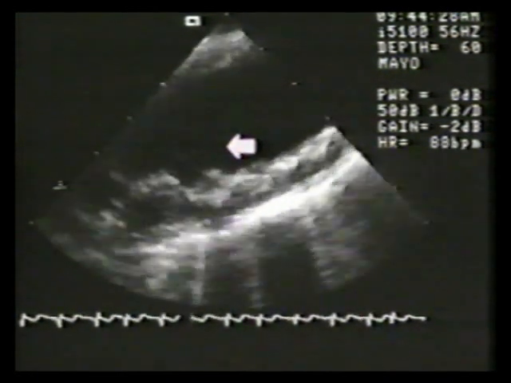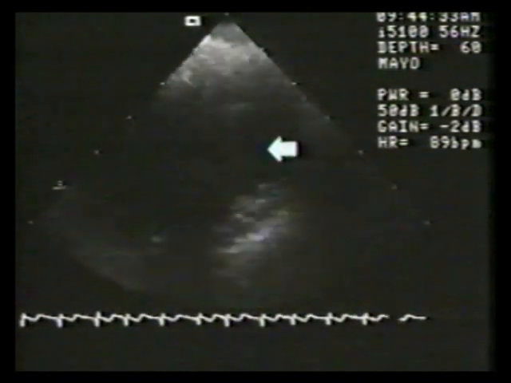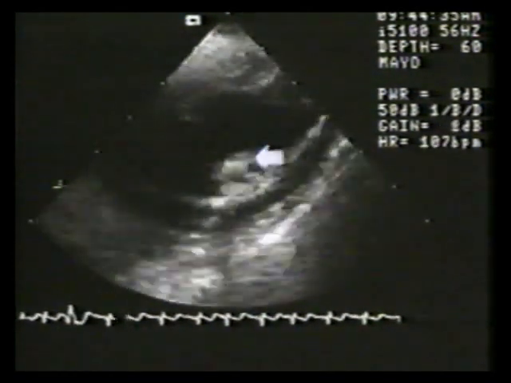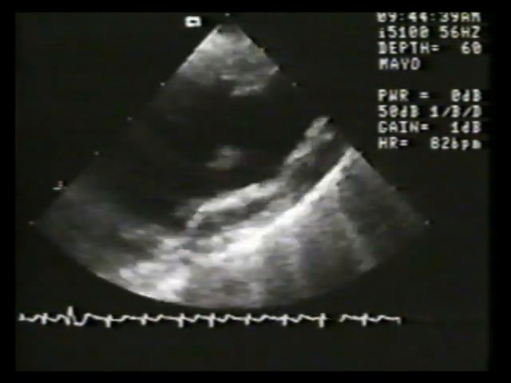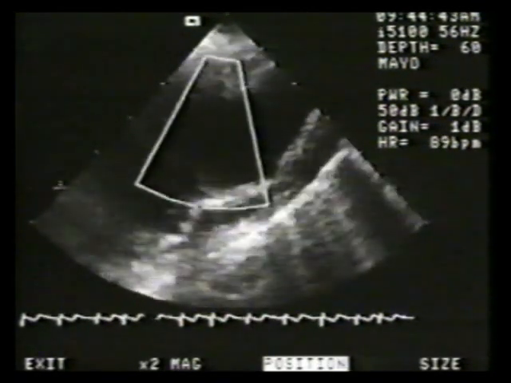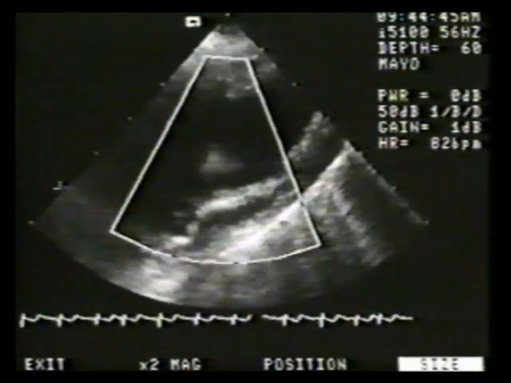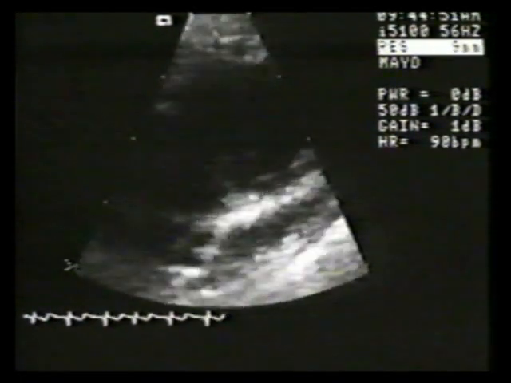Note as the scan is taken into the ascending aorta that a mobile pedunculated mass will be visualized. This atheromatous thrombus is considered a potential source of embolism. This is frequently observed in patients with severe atherosclerotic disease of the aorta.